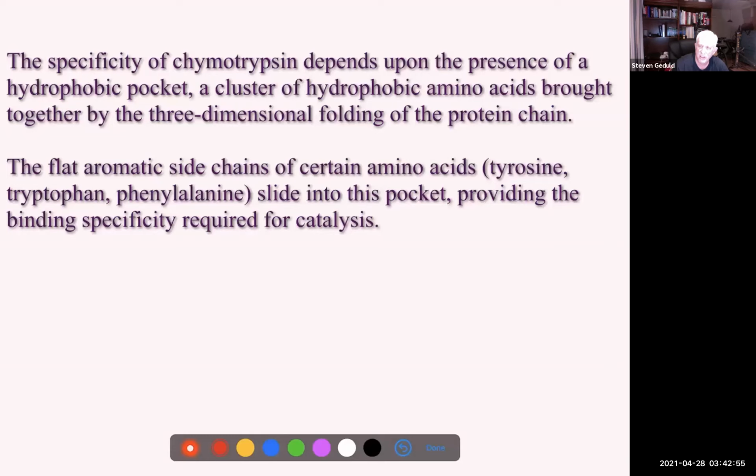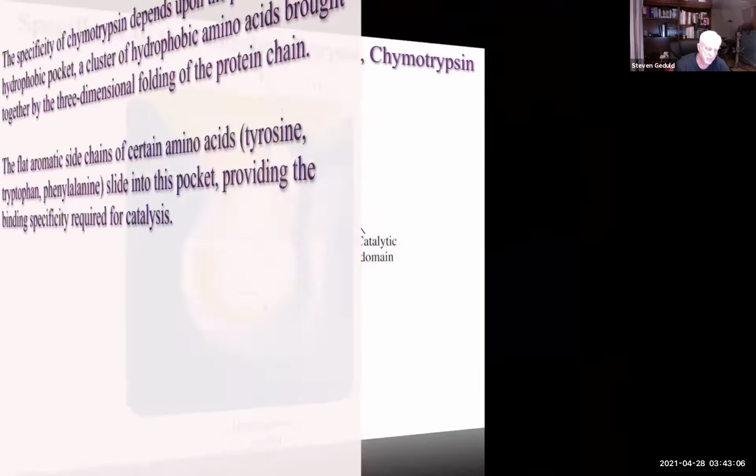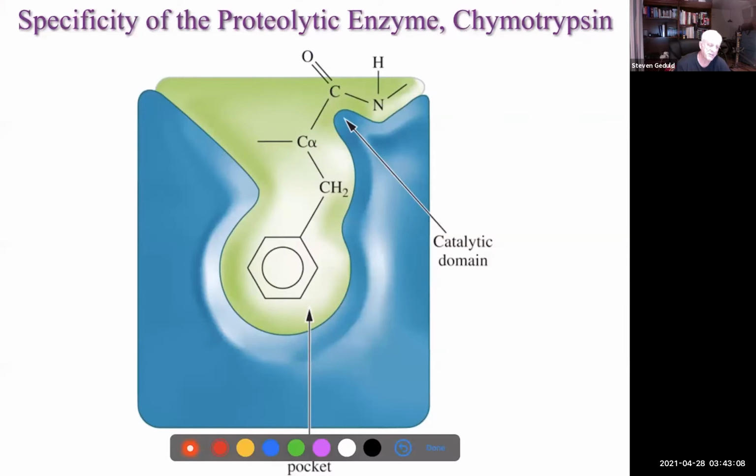Binding specificity required for catalysis. The R groups of those amino acids fit in the pocket. They fit in that pocket. It allows them to come together. It allows the chymotrypsin to cleave that and break that bond, thereby digesting the protein. So this is the specificity of the proteolytic enzyme.